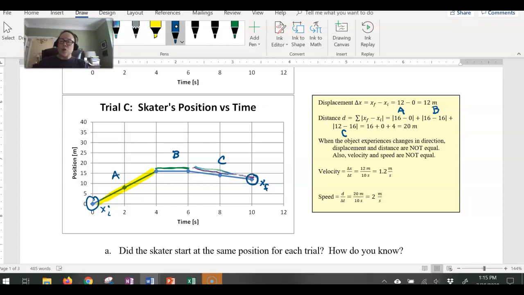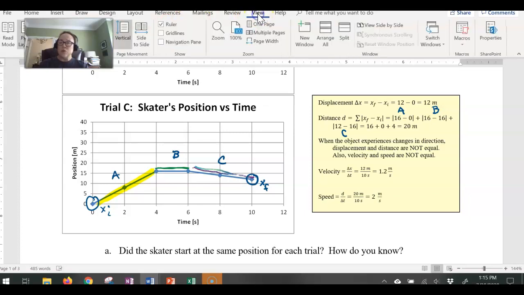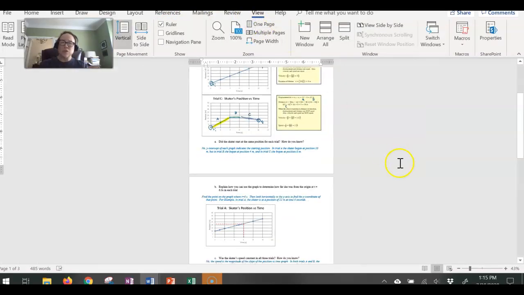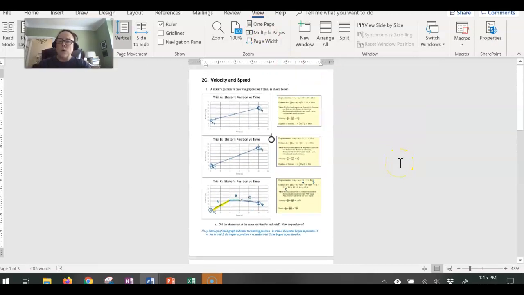Did the skater start at the same position for each trial? And how would we know? Well, no, they didn't, because in order to know the starting position, we look at the y-intercepts, and those were different. In trial C, they started at position 0. In trial B, they started at position 4. And in trial A, they started at position 10. So in each trial, they had a different starting position.